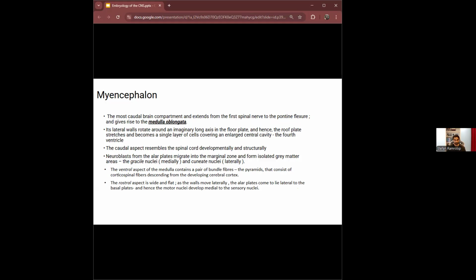In the rostral portion, as the walls of the medulla move laterally, the alar plates shift to lie lateral to the basal plates, and this reorganization will result in the motor nuclei being positioned medially and sensory lateral.